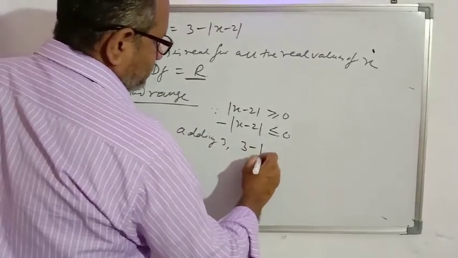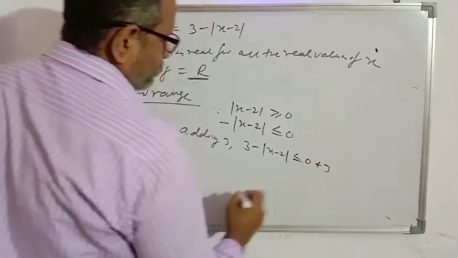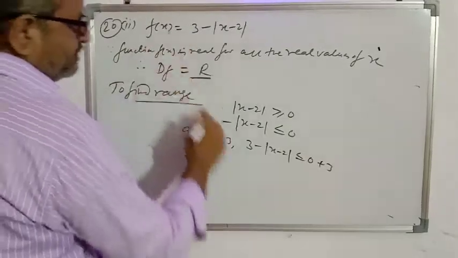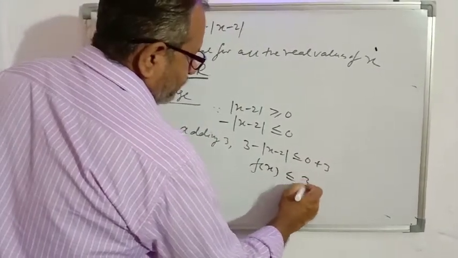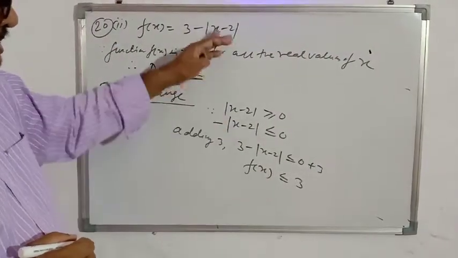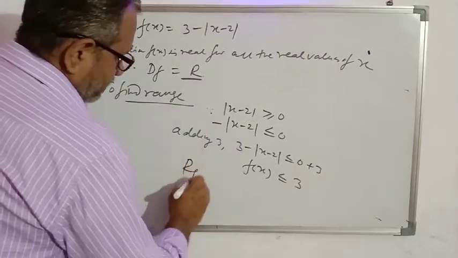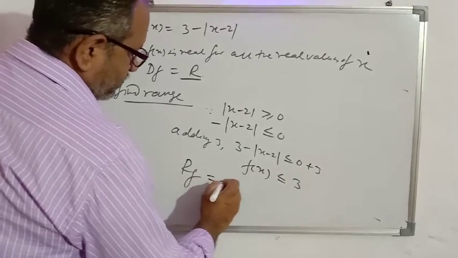So 3 minus x minus 2 less or equal to 0 plus 3. What is 3 minus x minus 2? This is f(x). It means f(x) is less or equal to 0 plus 3, which is 3. And f(x) means range. x is domain, f(x) is range. So what is the range of the function? Range of the function is less or equal to 3.